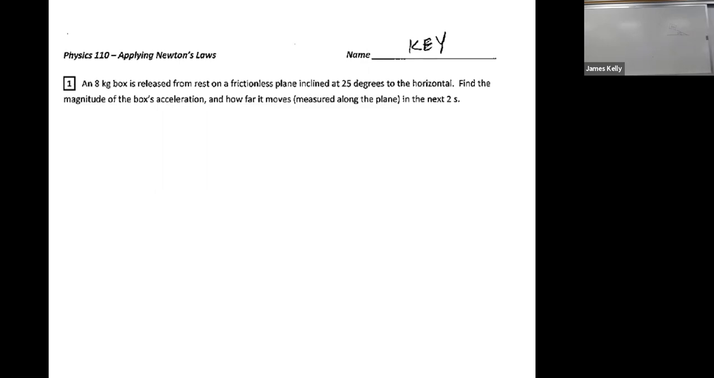Okay, find the box's magnitude of acceleration, and how far it moves in the next 2 seconds. That last part sounds like a kinematics problem. So we'll forget about that for the moment and just try to get the acceleration first. Hopefully the acceleration is constant, and then we can do a little kinematics problem and be done. Hopefully those are starting to seem easy, especially these one-dimensional ones that we did back in chapter 2.